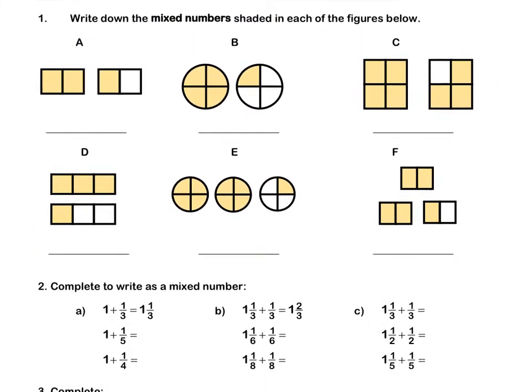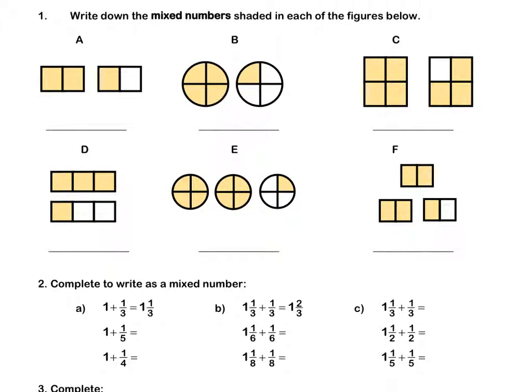Let's look at question 1. Write down the mixed numbers shaded in each of the figures below. For B, we are working with quarters. 1 whole and 1 quarter has been shaded. For D, we are working with thirds. 1 whole and 1 third has been shaded.